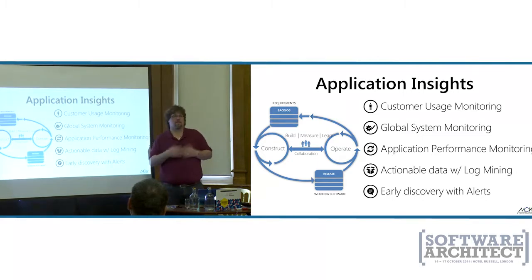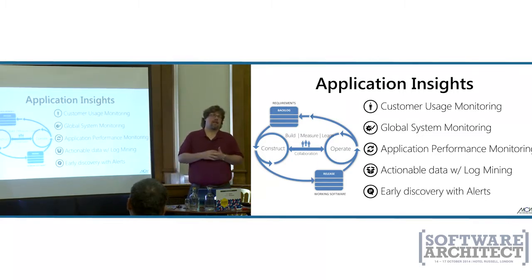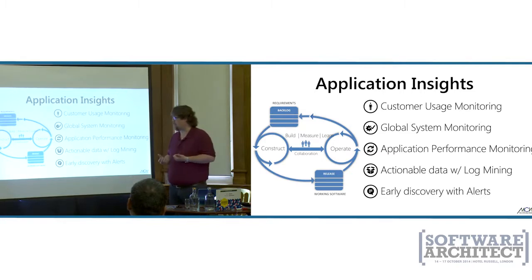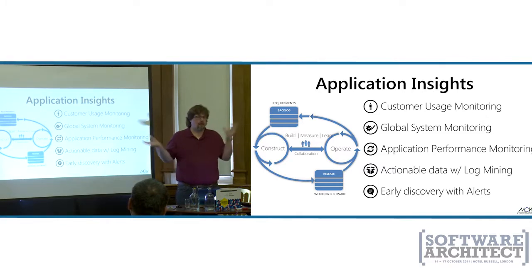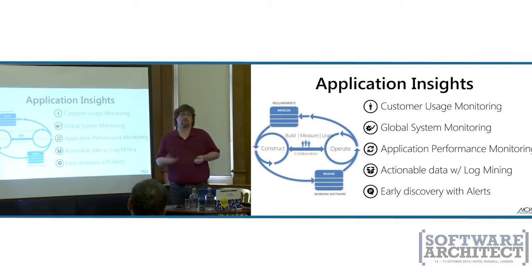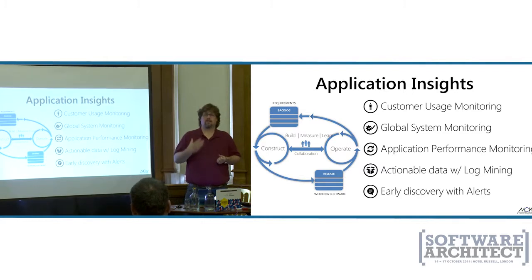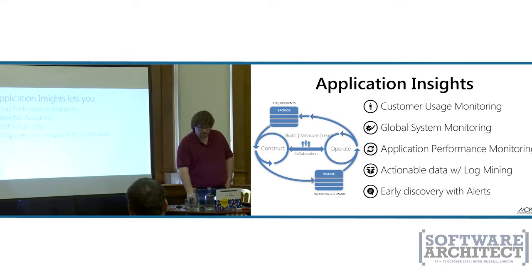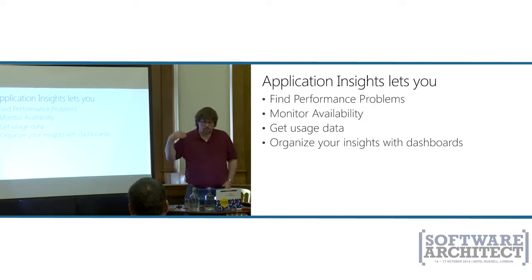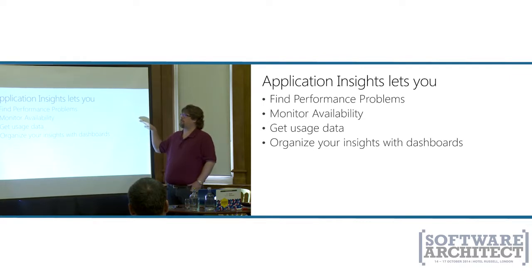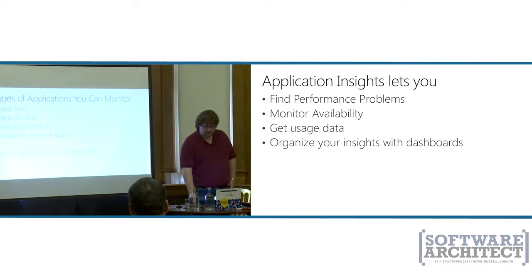With APM, particularly when it's monitoring managed code, they can grab that data and give you rich diagnostic dumps that you can then analyze. Actual data with log mining. So this is, for example, that Splunk category. We're going to gather all this data and help you drill through it and analyze it and find the interesting bits of information. And finally, it has an alerting system so that you get notified when something interesting happens. You can specify things that you want to get email notifications or other alerts for. So we're going to look and try to find performance problems, monitor availability, get that usage data, and then use dashboards to gather those insights.